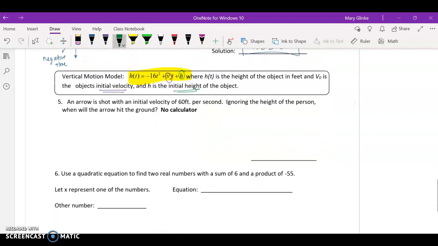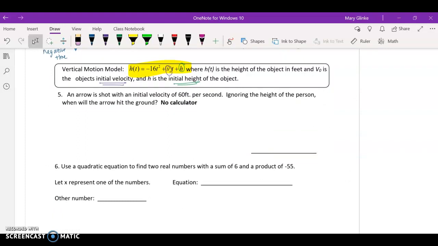For this next one, we're going to use this vertical motion model, but we have to plug everything in ourselves. So we have our initial velocity being 60 feet per second, which means it's going to be -16t squared plus 60t. We want to ignore the height of the person, which means the initial height here is going to be 0. So you could put +0, but I'm just not going to put that. We are now asked to solve for when the arrow will hit the ground. So once again, the height of the ground is going to be 0. So we plug in 0 for h of t.